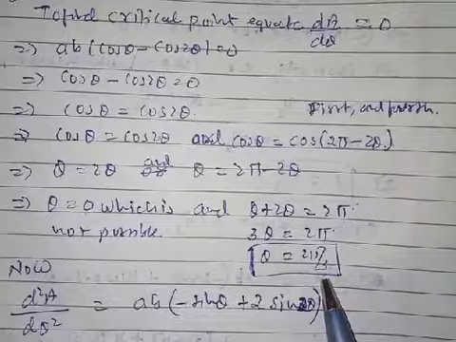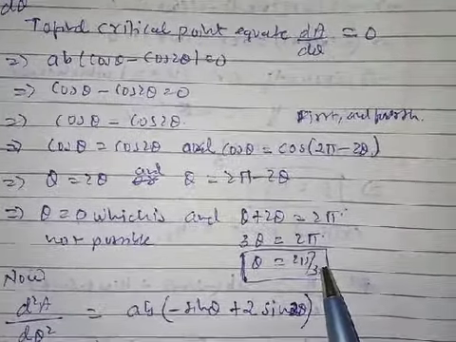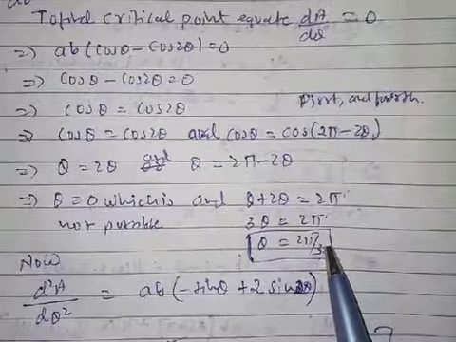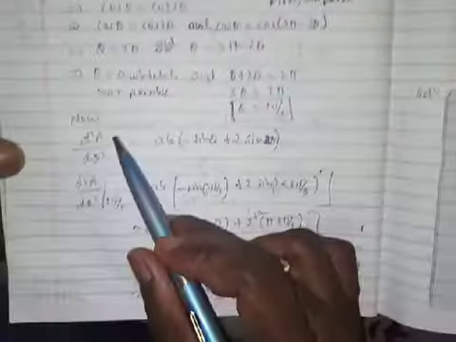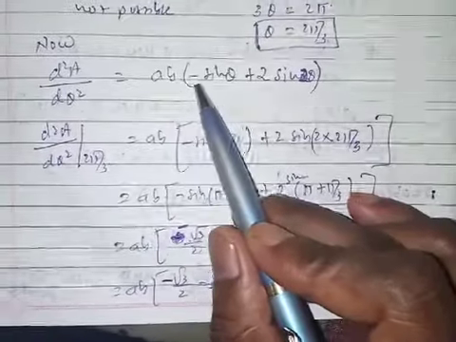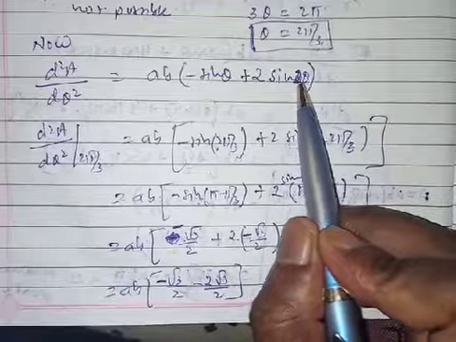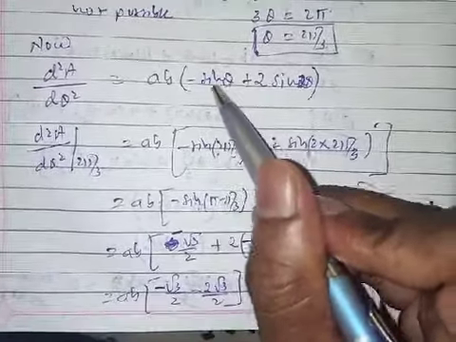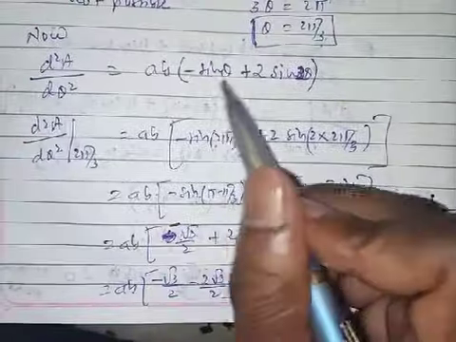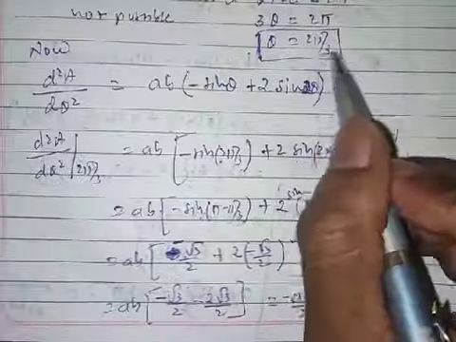Okay, understand? So we got a critical point. We have to check whether the critical point is a maximum or not. So let's take the second derivative. The second derivative is ab into (minus sin theta plus 2 sin 2 theta). Now we have to check it at 2 pi by 3.